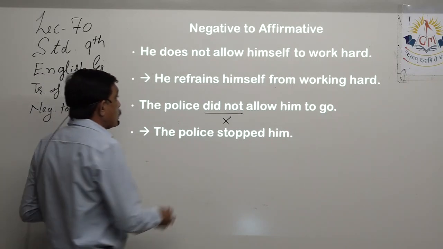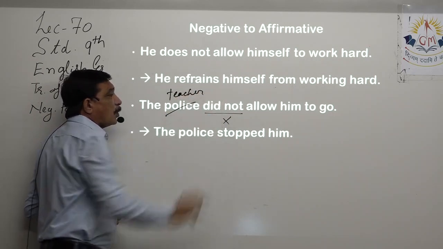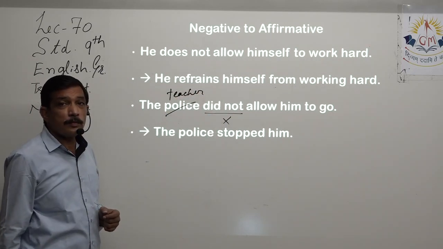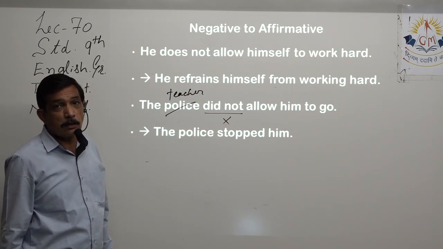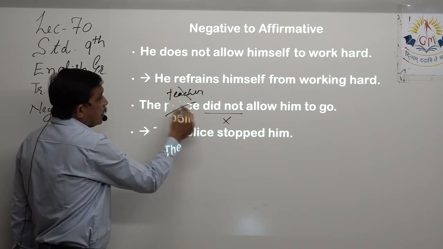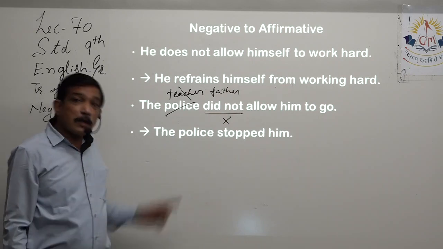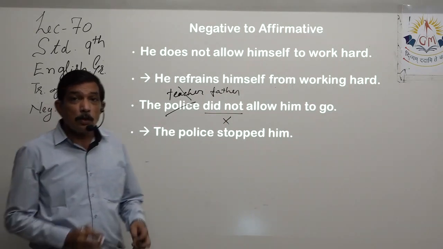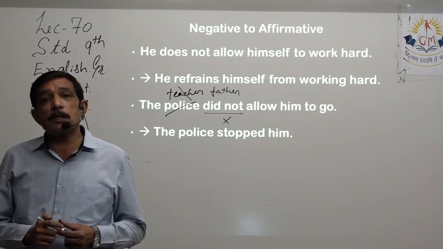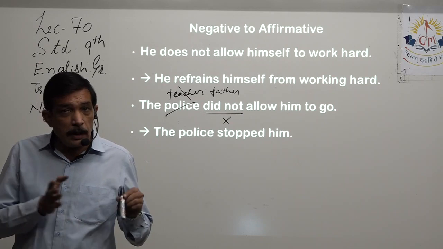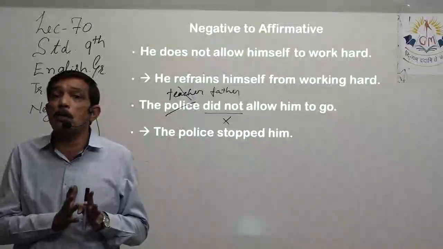But instead of police, if I write teacher, then the meaning changes. This is called permission. Instead of teacher, I say father. That is restriction. So this is common sense. You see the authority which is doing it. What we are basically looking at is which authority is not allowing you to go.